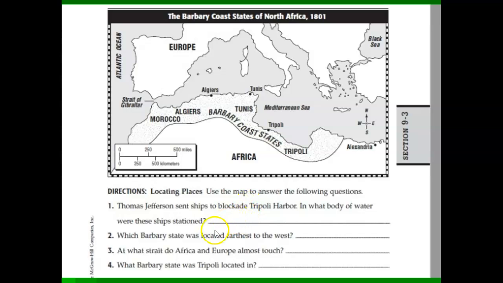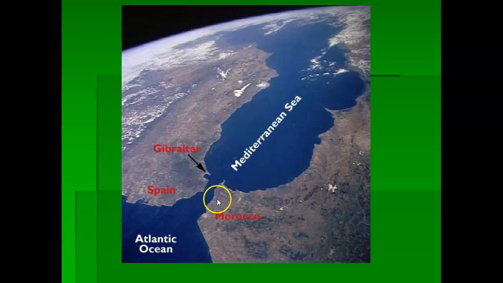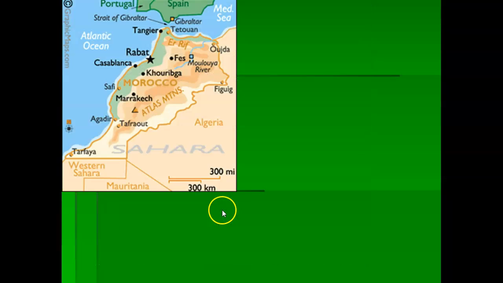The Barbary state that was located farthest to the west would be Morocco, right here. You can see it there, the tip of Africa in the west, and you can see the size of the Mediterranean Sea. Let's continue. After seeing Morocco on a political map, you can see some of these key towns.